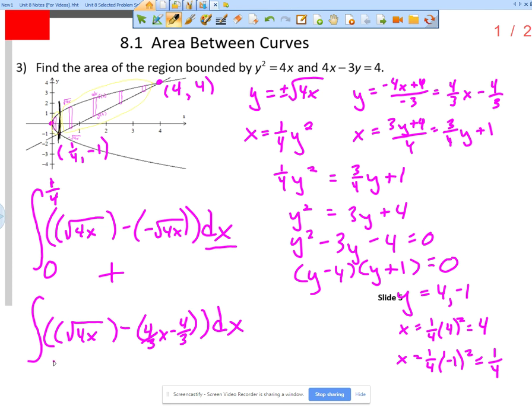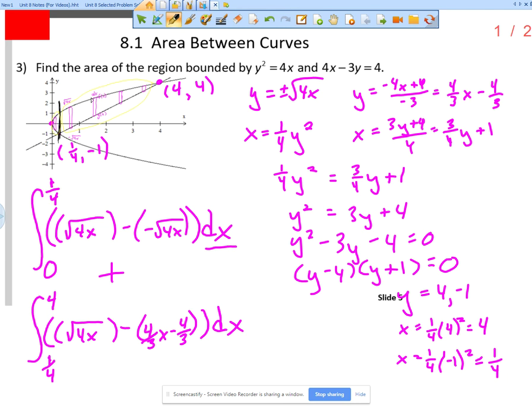Well, it goes to the left as far as 1/4. And how far to the right does it go? It goes to x equals 4. Now remember, these limits of integration are x values on the graph because we're integrating with respect to x. All right, so now, that would be the area, but it took 2 integrals.